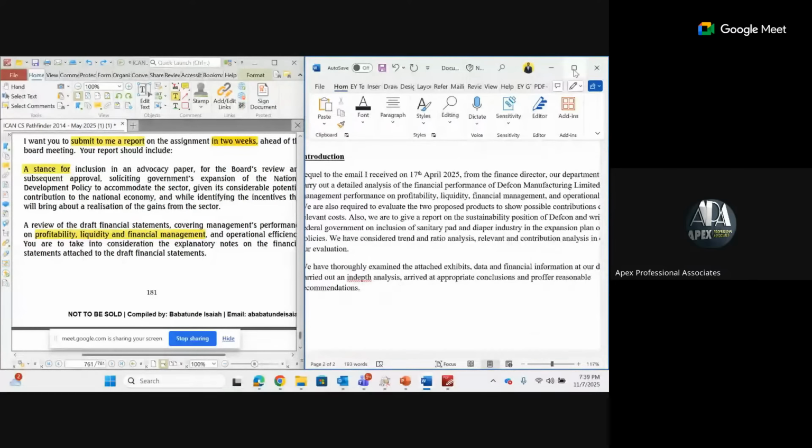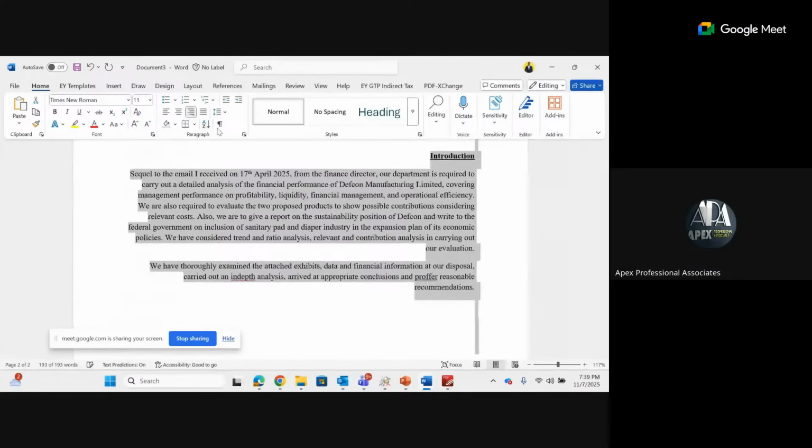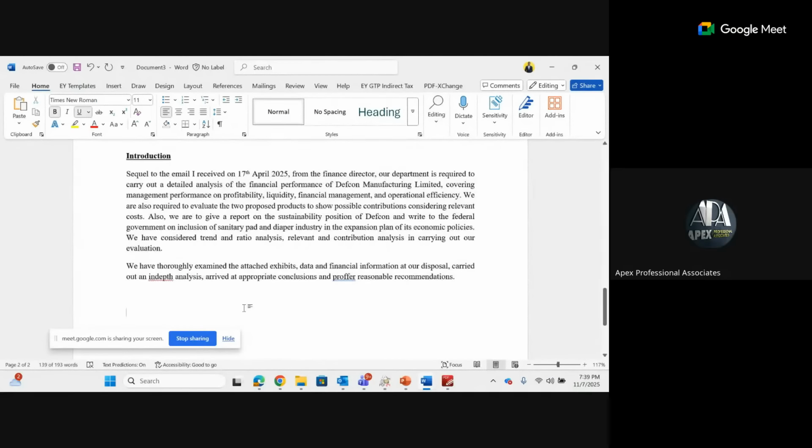So, to make it simple, right? This is a good example of introduction. So we have given us the background of what you're asked to do, the requirements of what you are doing, the tools that you have used or you are about to use, and then how you have gone about it, which is the scope of analysis.